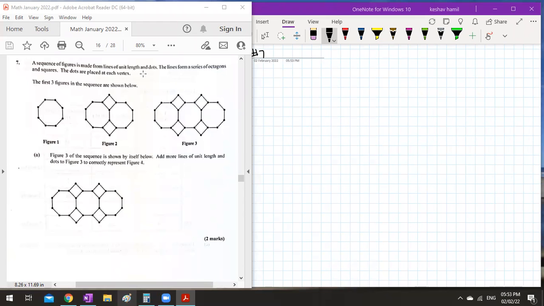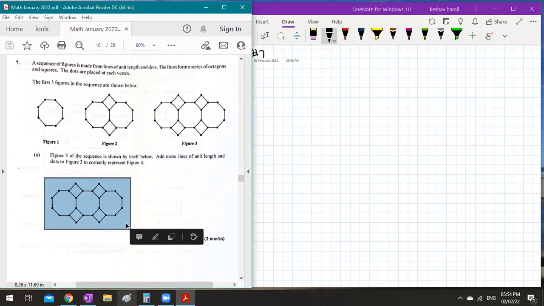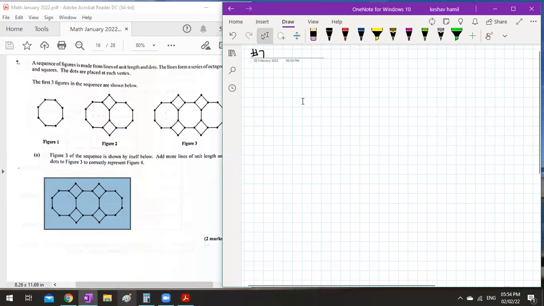So let me just observe what it is. The first one is just a regular octagon. Then you have 2 octagons and 2 squares. And then we have 3 octagons and 4 squares. So the squares went up, right? So in this one, you'll expect to have 6 squares and 4 octagons. Right? So let me try to draw it. It'd be best to draw it, but try something.